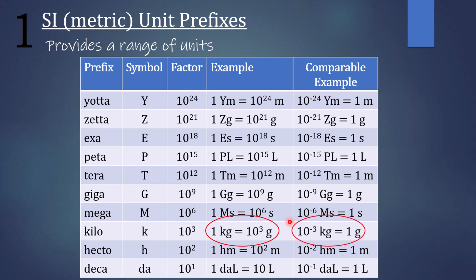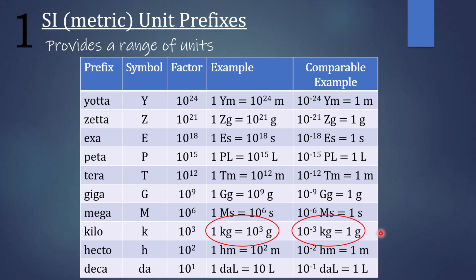Now, in this last column, I have a comparable example, another way of writing the previous example. So if I take this previous example and if I divide both sides by 10 to the third, I'll actually get 10 to the minus 3 kilograms is equal to 1 gram, or 0.001 kilograms. That's what 10 to the minus 3 is. 0.001 kilograms is equal to 1 gram.